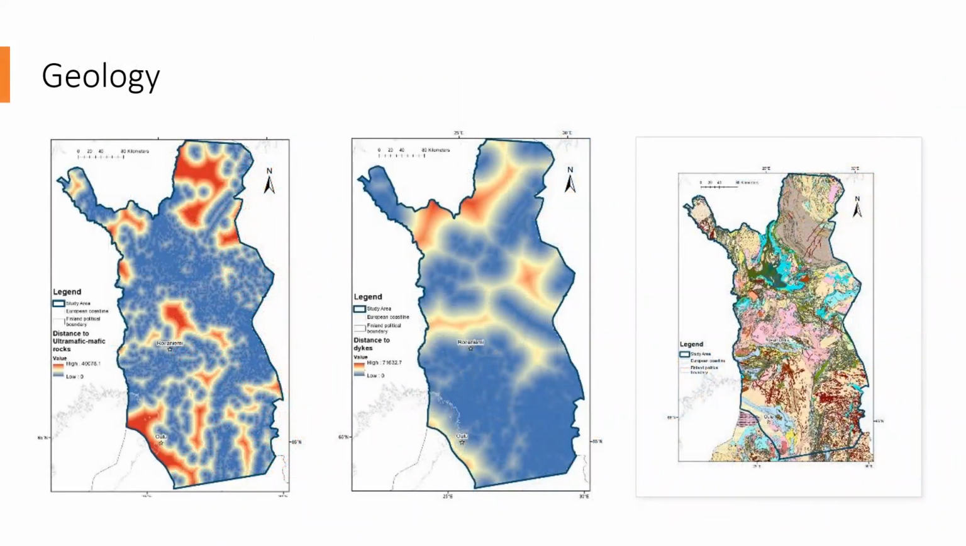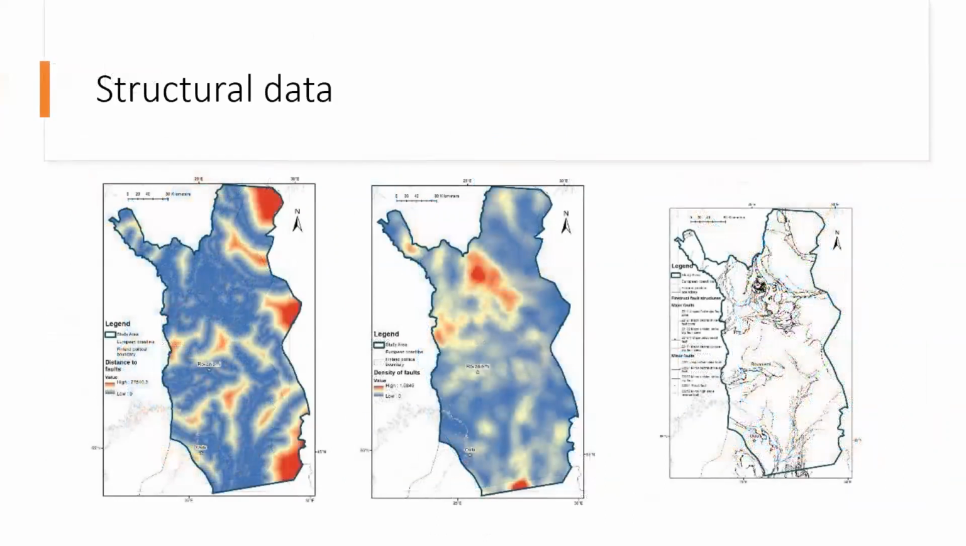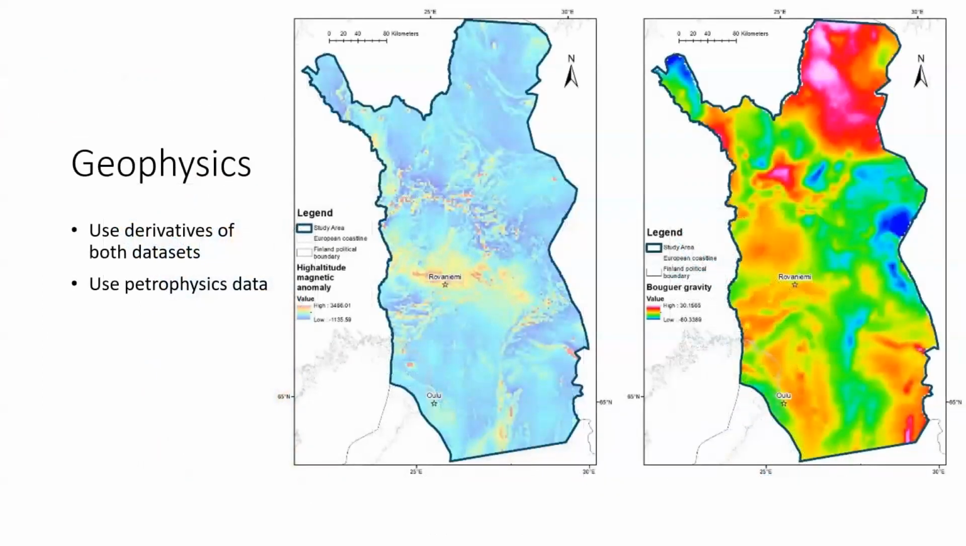From geology, we also extracted ultramafic lithologies, of course, and distance to dikes. The intention behind dikes was to map the feeder dikes to the layered mafic intrusions. And from structural data, we got larger faults, implying deeper faults, so distance to those faults, which would act as pathways, and shorter faults, which would mean that they are higher order, smaller faults near the crust. So we mapped out the densities of these faults for the trap component.